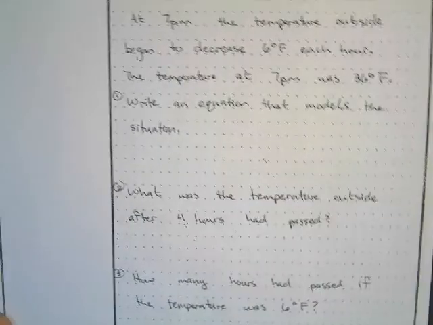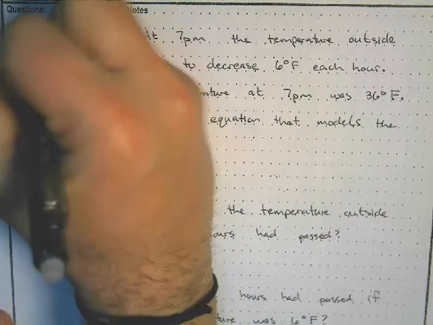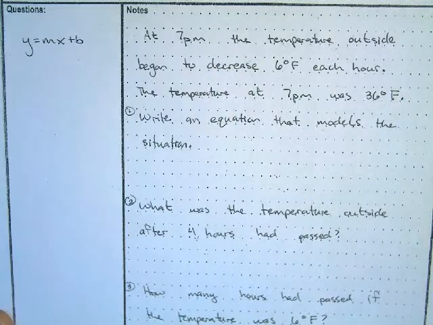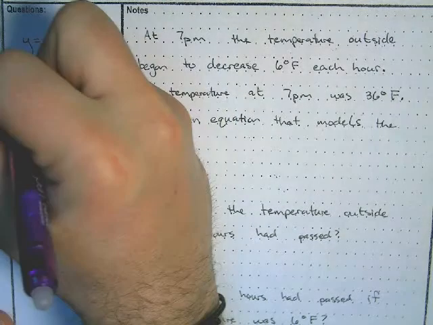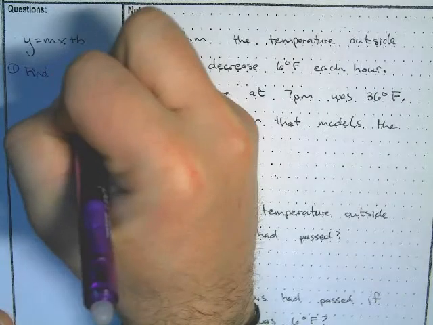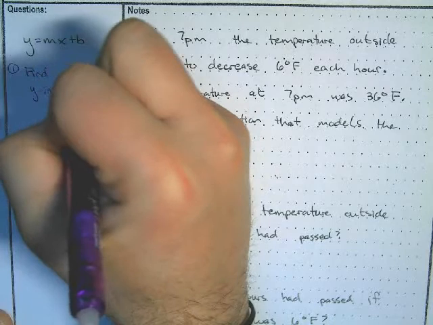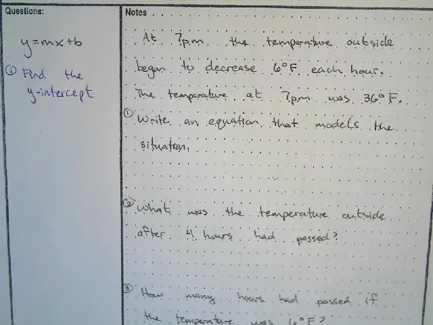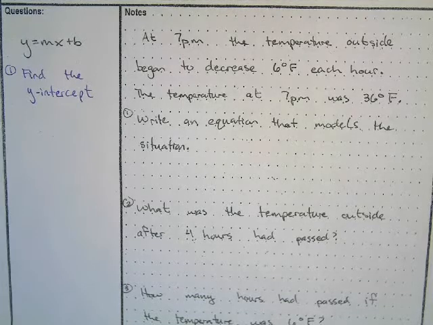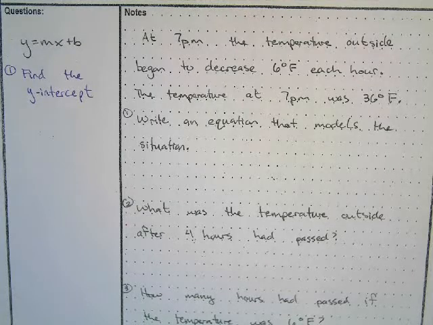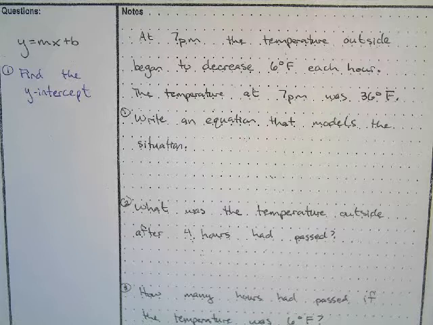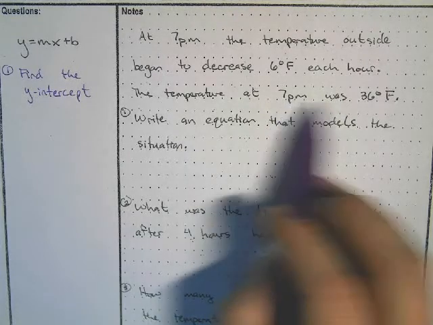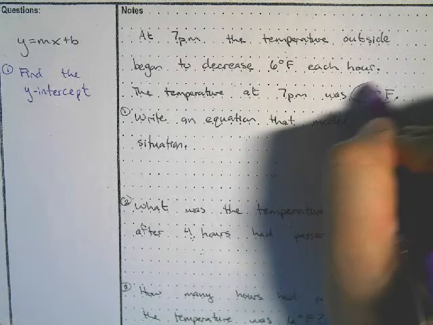Okay, so we're going to go through our process. Remember, we're looking to plug into this equation, y equals mx plus b. Step 1 is find the y-intercept. So let's find that starting point. At 7 p.m. the temperature outside began to decrease 6°F each hour. The temperature at 7 p.m. was 36°F. So which one represents the y-intercept? Well, at 7 p.m. we started at 36 degrees, so this is going to be my y-intercept.